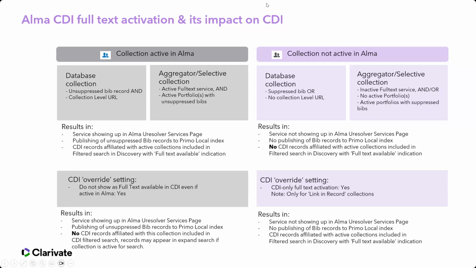On the left side, you can see what a collection looks like in your IZ, in your institution zone, when it's active in Alma. That is a little bit different for database types of collections without portfolios versus aggregator and selective collections which have portfolios, because for the aggregator and selective collections, you also have to activate the full text service and the portfolios. But if a collection is active in Alma, it will have this blue icon, and the impact will be that it will show up in your link resolver, it will show up in Primo Local when you do a search in your local scope, and it will be included in CDI.